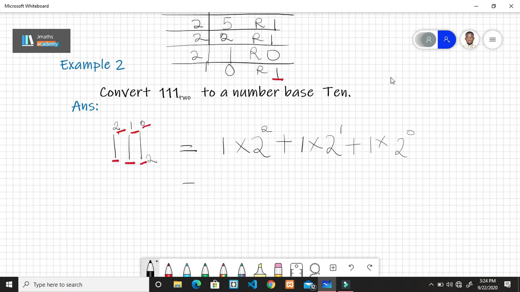So let's further simplify this. This is 1 times 2 raised to the power of 2. 2 raised to the power of 2 is 4. 1 times 4 is 4, plus 1 multiplied by 2 raised to the power of 1 is 2, plus 1 multiplied by 2 raised to the power of 0. Remember that any number to the power of 0 is equal to 1 from the law of indices. So 2 raised to the power of 0 is equal to 1. So 1 multiplied by 1 is equal to 1. Therefore, our answer is 7 base 10.